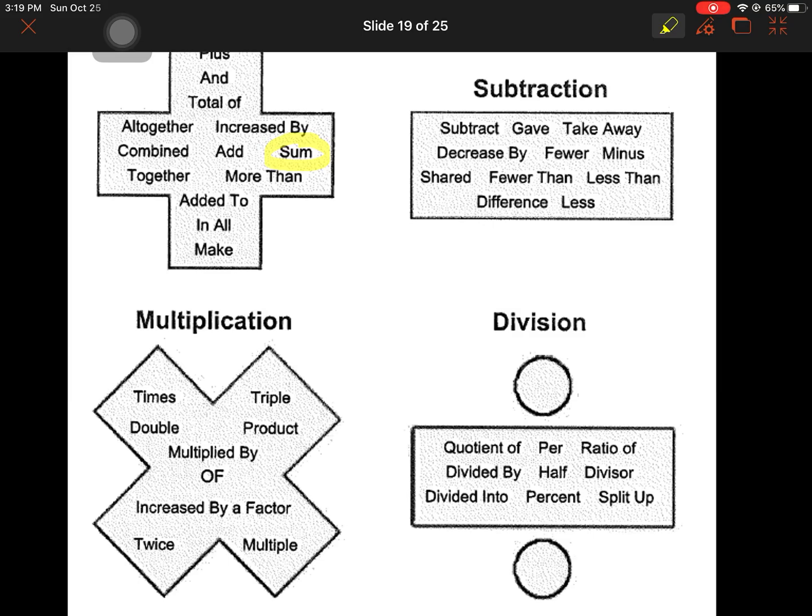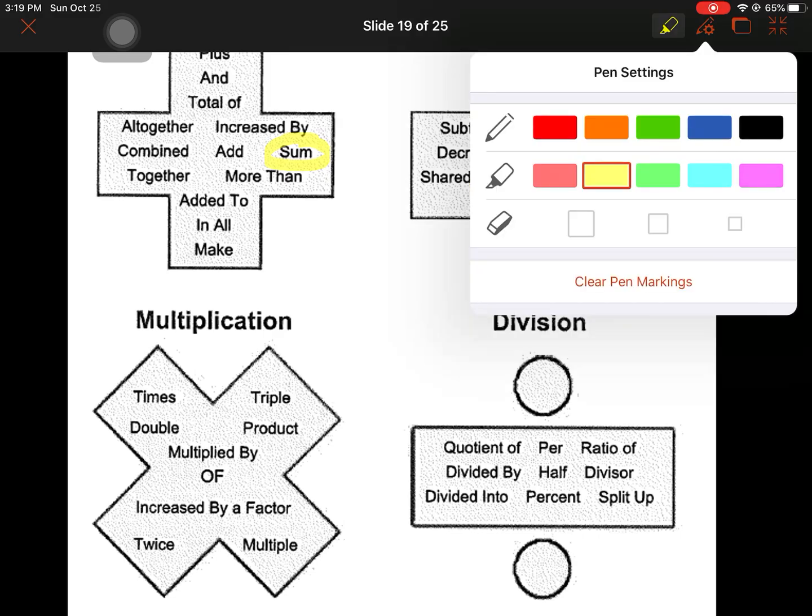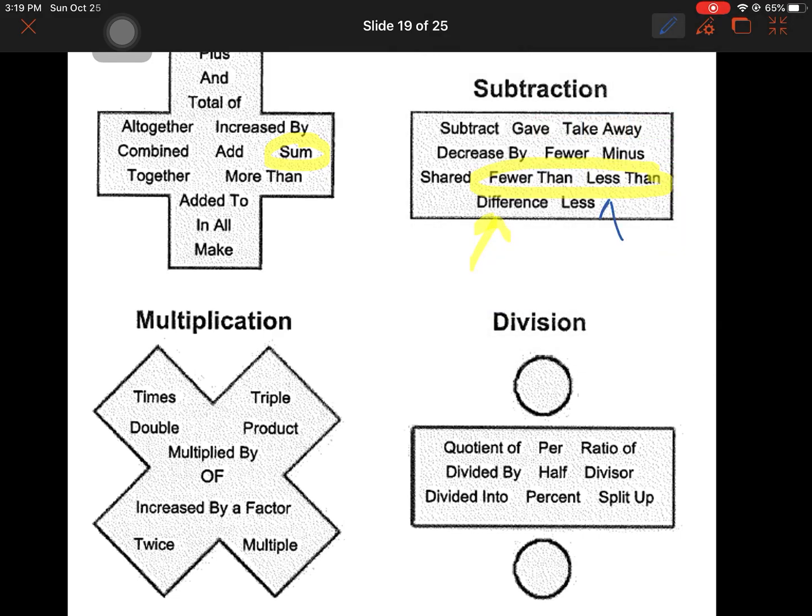All right, subtraction: subtract, take away, gave, decreased by, fewer, minus, shared, fewer than, less than. I'm going to star those, and also difference. Okay, so difference and less. Now, when you hear fewer than and less than, these are really important. Put a star next to those two. You need to switch the order.